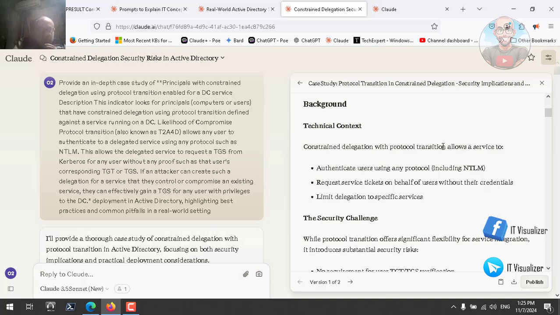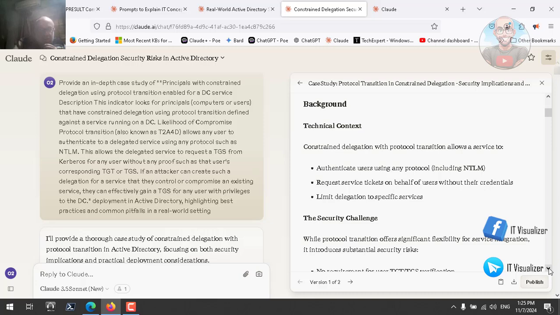Constrained delegation with protocol transition allows the service to authenticate users using any protocol, including NTLM, and request service tickets on behalf of users without their credentials, then grant the ticket from the corpus, limiting delegation to specific services.